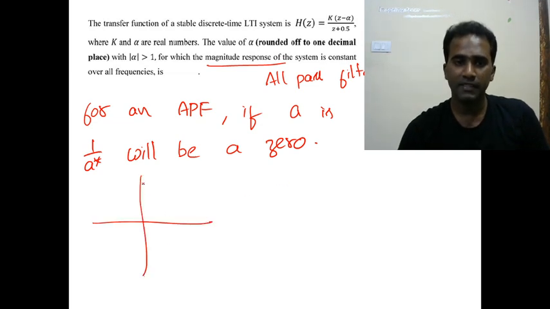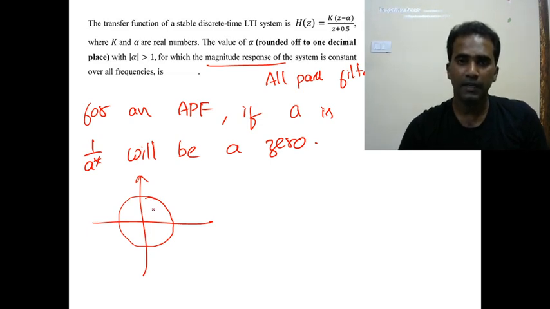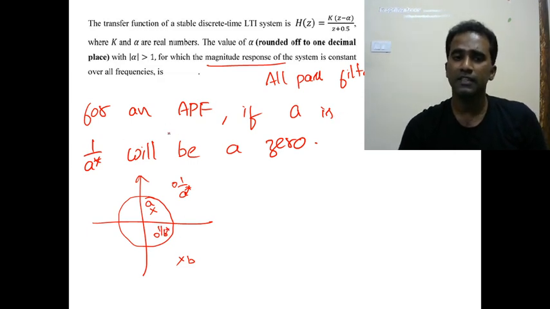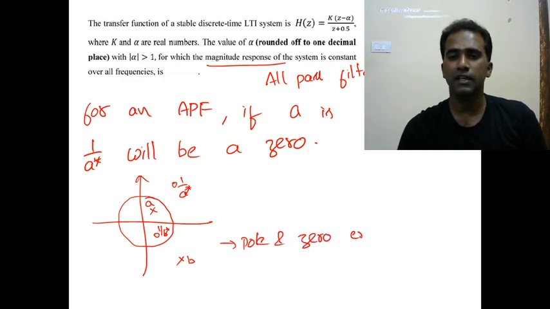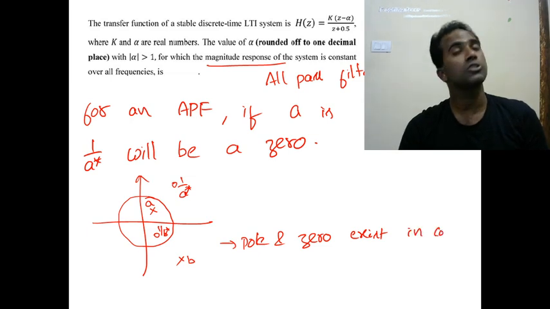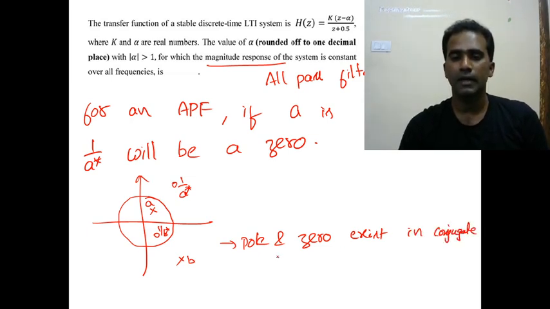So, or let me give you the basic also here. So if this is the unit circle, if there is a pole at a particular location, the 0 will be here in this location. And if there is a pole at this location, then there is a 0 in this location. If this is A, this will be 1 by A star, and if this is B, this will be 1 by B star. Always, if they give you a pole, you can find the 0. If they give you a 0, you can find the pole. So pole and 0 exist in conjugate reciprocal locations.